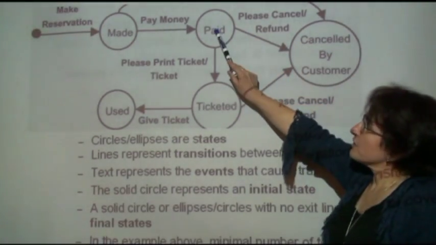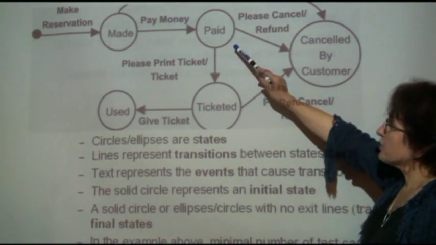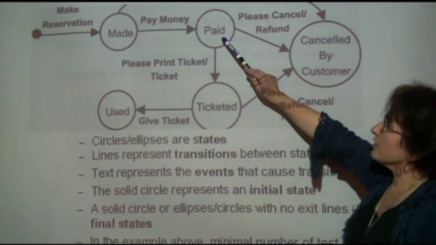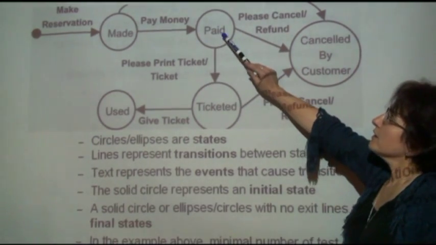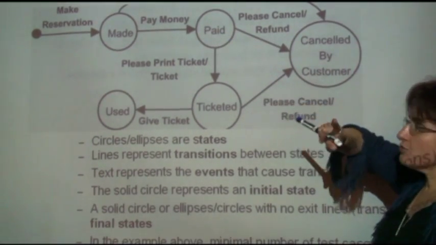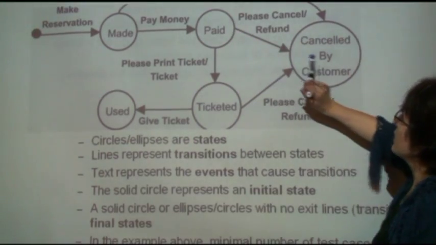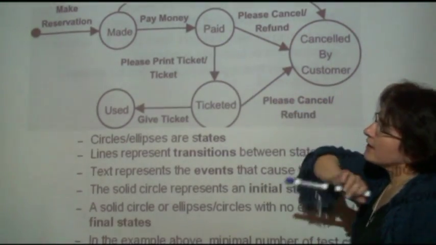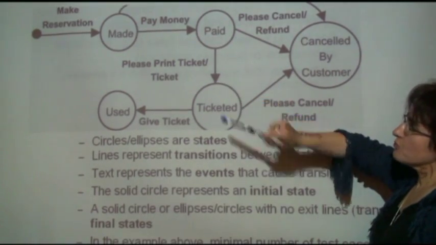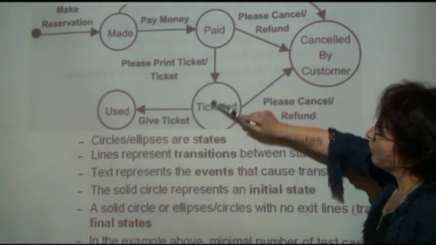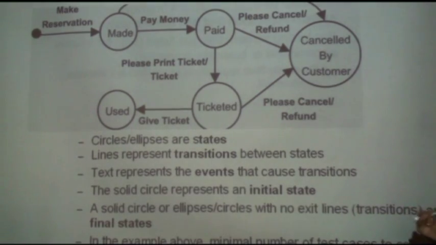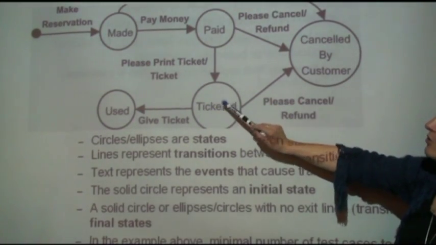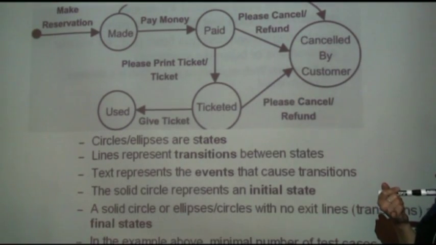If you're lucky, if the application allows you to cancel your reservation because it was not yet used, then from this point you can go into two states. One is the canceled state, if you cancel at this point. And if this system allows to print paper tickets, you can go and print your tickets, in which case your reservation goes into ticketed state.